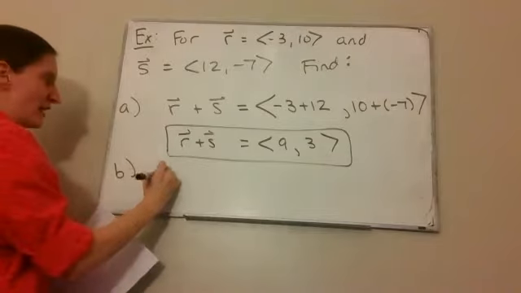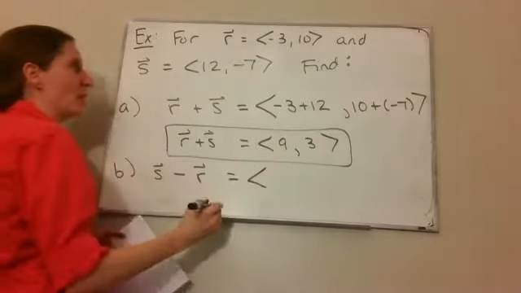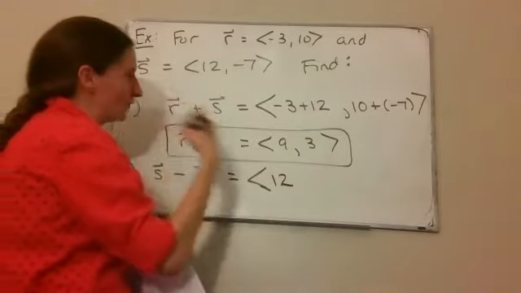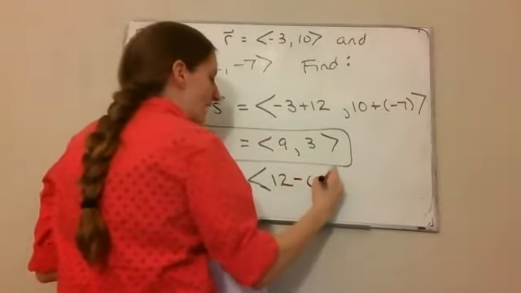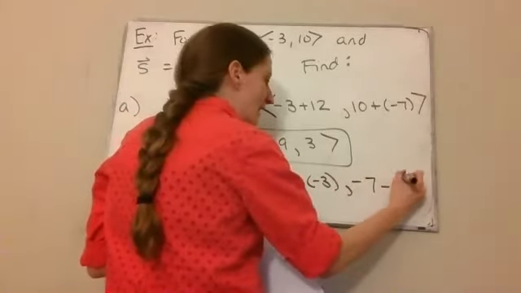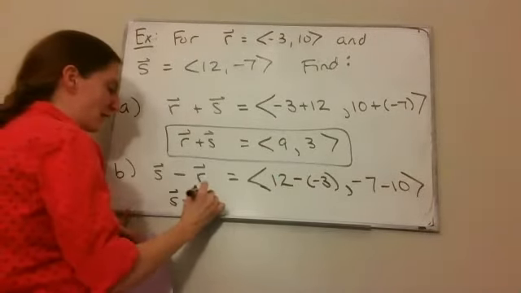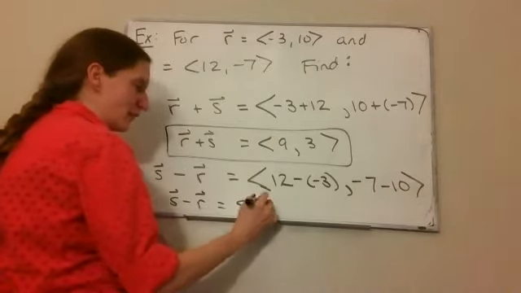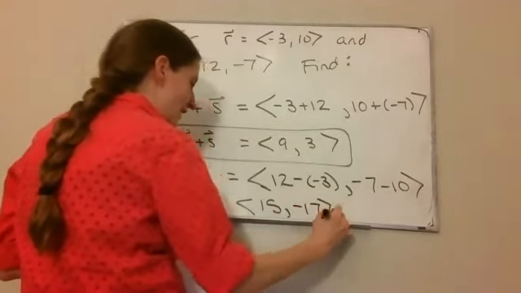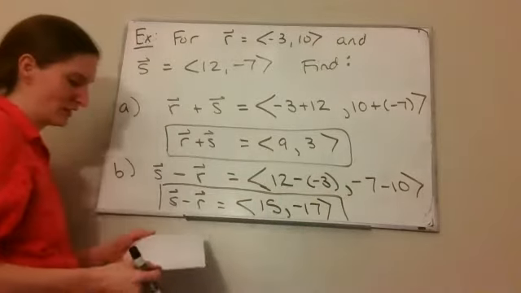Then part B, let's find S minus R. But again, we just do that component-wise. So I would take my vector component for S, I have 12 first, and then minus negative 3, and then I'm going to have negative 7 minus 10. That's going to give me S minus R. So if I simplify this, 12 minus a negative 3 is 15. Negative 7 minus 10 is negative 17. And so I get S minus R is 15, negative 17.